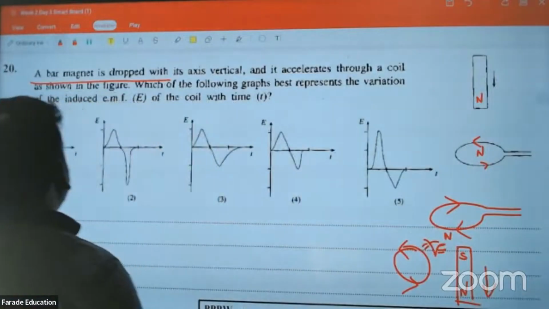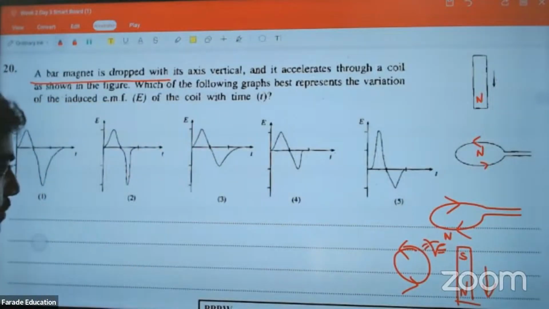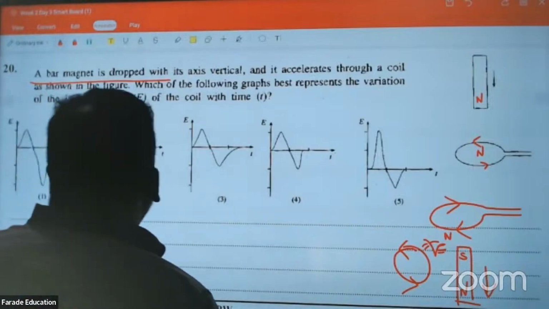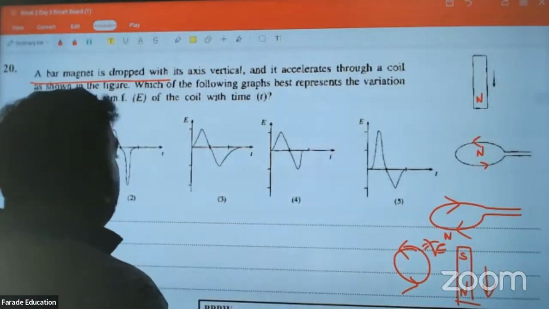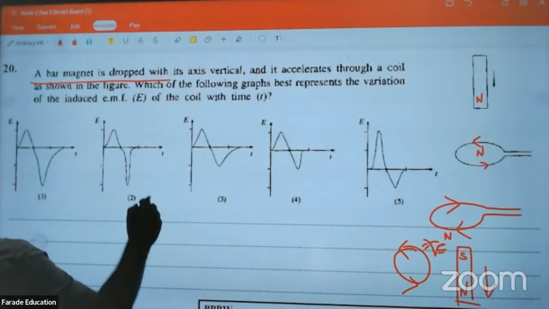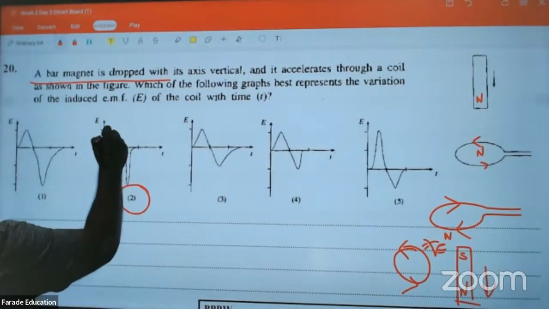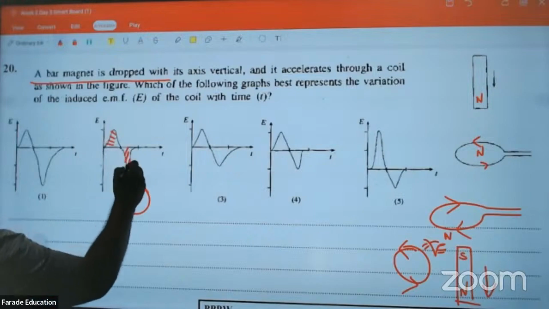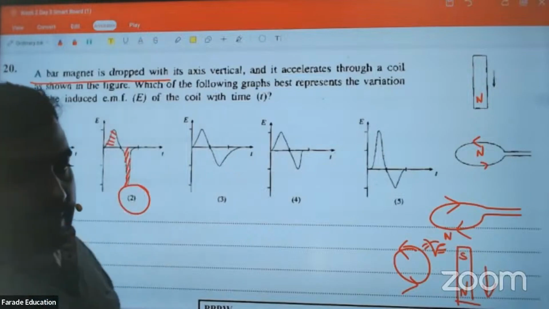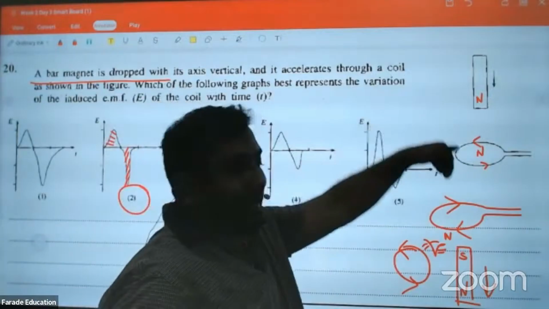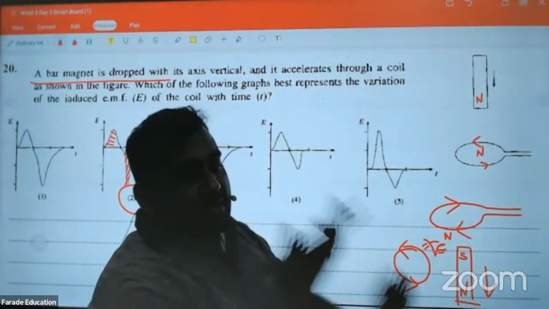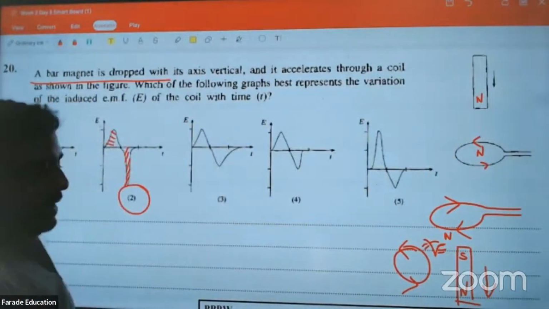Clear? So if you look at this carefully, which graph? Since it's falling with the greater speed, this is your most suitable one. And look at this. This area here and this area here will be the same. That means the flux when it enters and the flux when it goes away should cancel each other off. Right there.